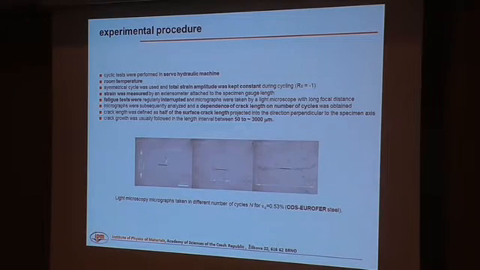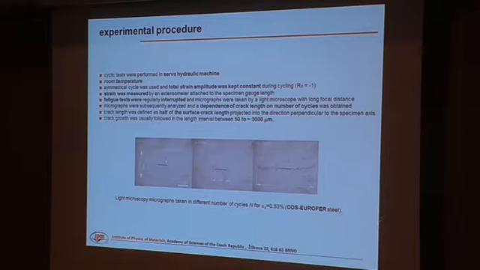Here you can see the experimental procedure. So the cyclic test was performed on a servo-electric testing machine at room temperature. Strain amplitude was kept constant during the measurement, and the fatigue test was regularly interrupted, and we can then observe the propagation of the crack.